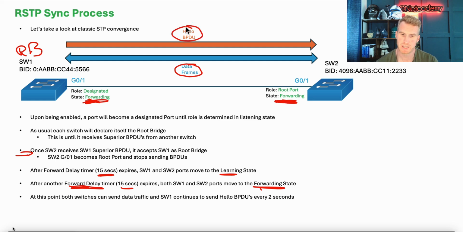every 2 seconds the root bridge SW1 will send out those hello BPDUs just to reassure SW2 and any other switches that, hey, I'm still here, I'm still here, I'm still here. There's no configuration change, there's no topology change. Just keep running as you are. This is how generally the classic STP convergence works.